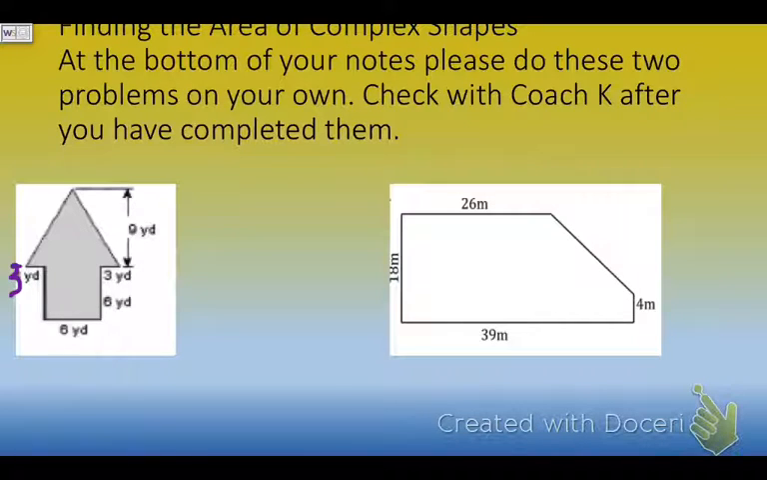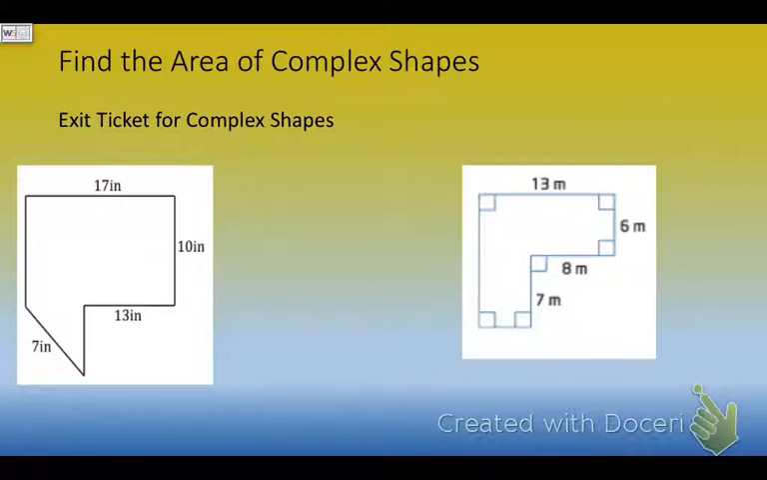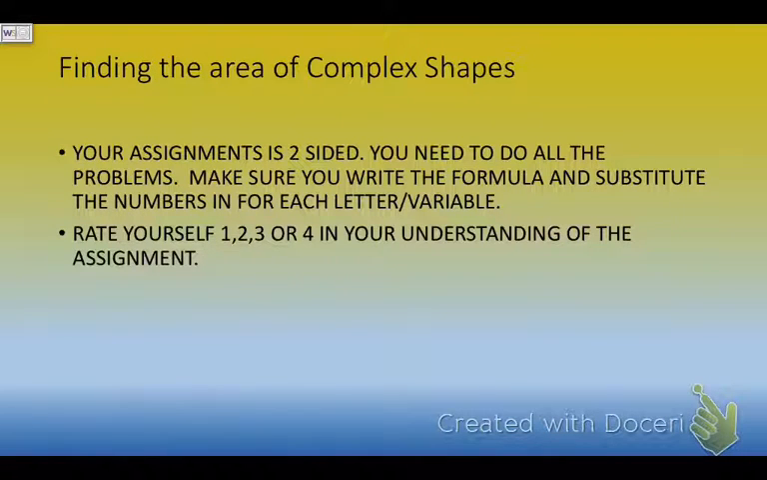When you are finished with that and I okay it, you are going to have an exit ticket of 2 questions. You need to make sure you show all your work, write all the information down that you need to write down. When you're done with that, you will have an assignment. Your assignment is 2-sided, and actually you should do the assignment first before you do the exit ticket, making sure that you understand what you're doing.